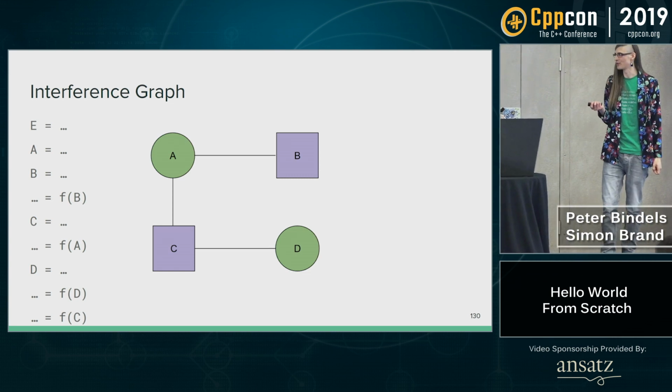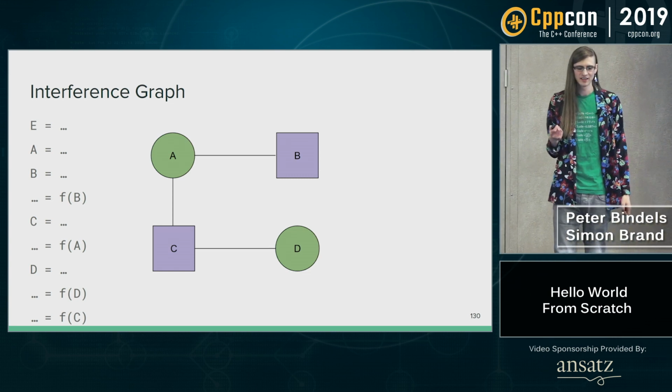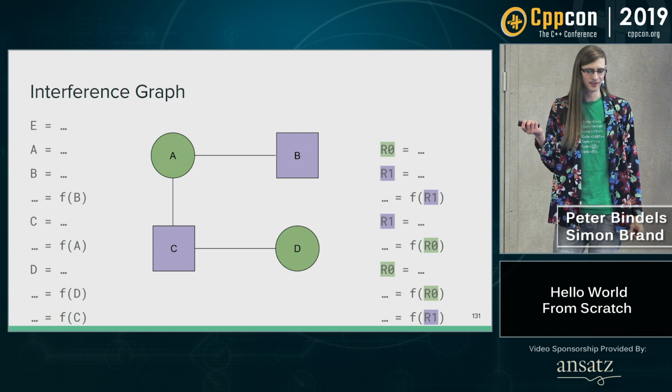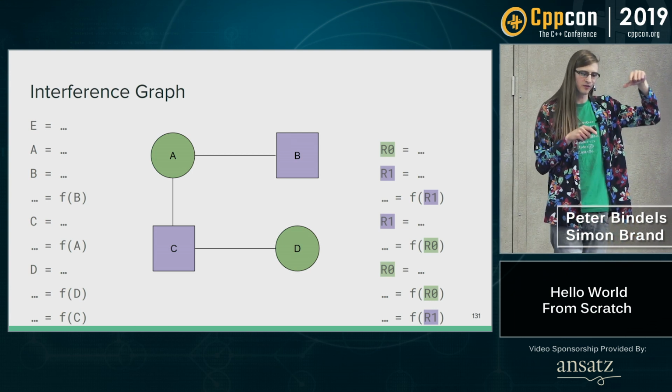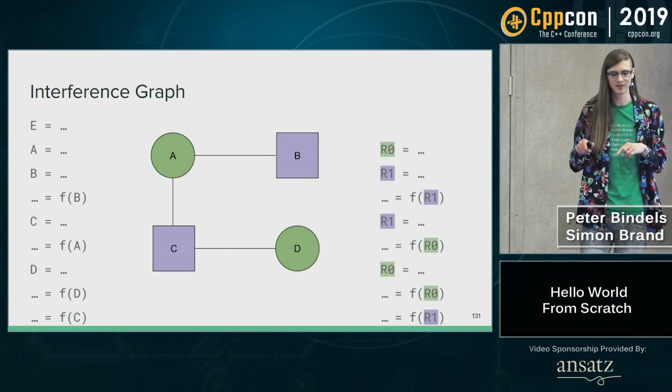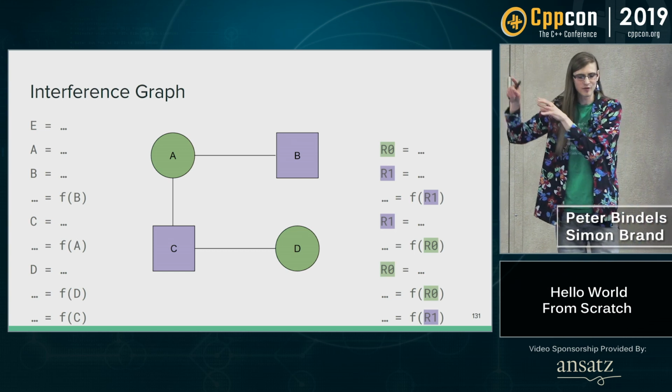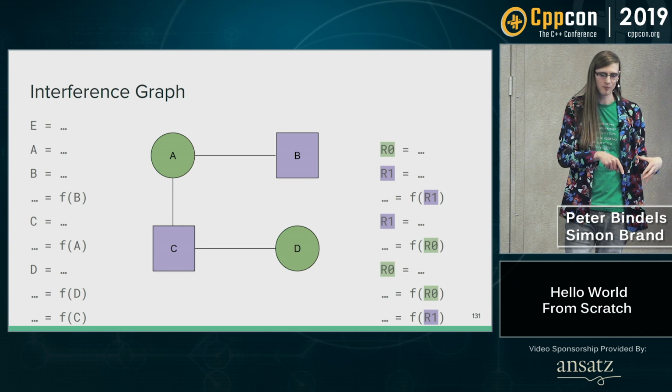So we can color this with two colors, which means we only need two registers. This on the right is the same kind of code, but we've just changed the variables for registers. So we're doing the same amount of work, but using less space.